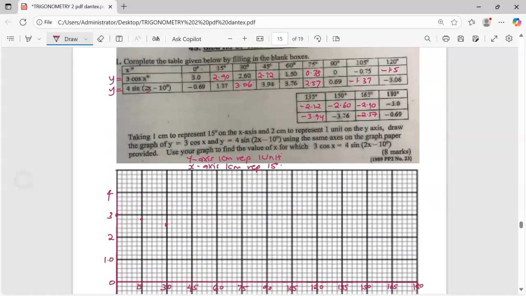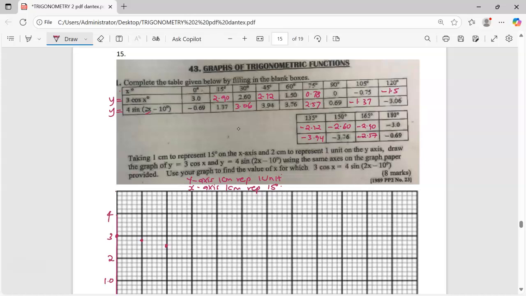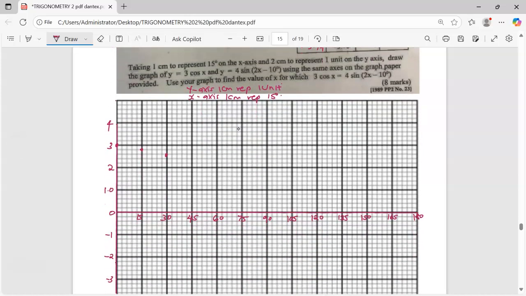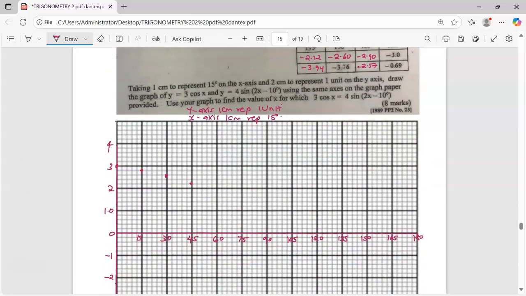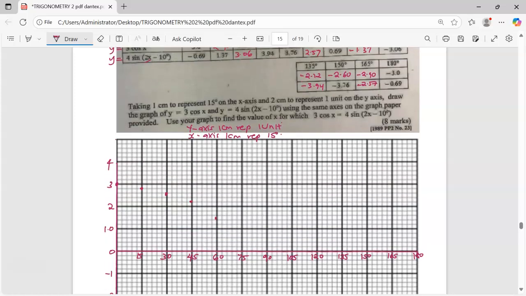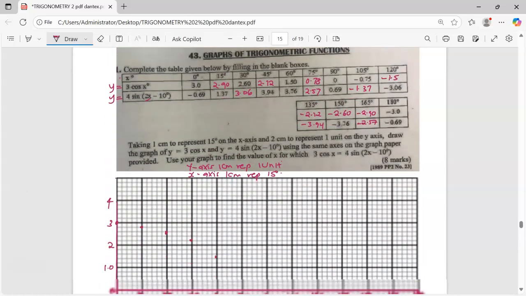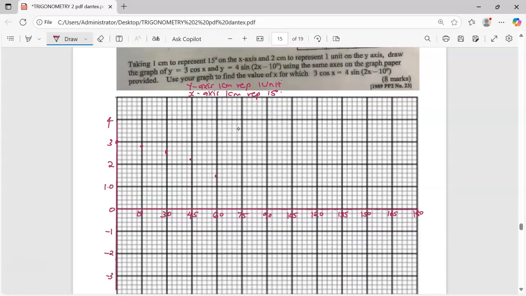At 45, we are going to have 2.12. At 45, we have 2.12 around this point. Next, we go to 60, it is 1.5. 1.5 is halfway between 1 and 2. At 75, we are going to have 0.78. So that is 0.78, which is the same as 0.8.